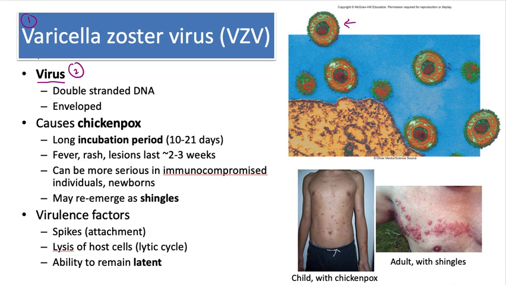Just to review a little bit about viruses, remember that viruses contain a protein coat called a capsid. And inside the virus can be a nucleic acid, and that nucleic acid can be DNA or RNA. And it can be single or double-stranded. And in this case, we've got double-stranded DNA inside.